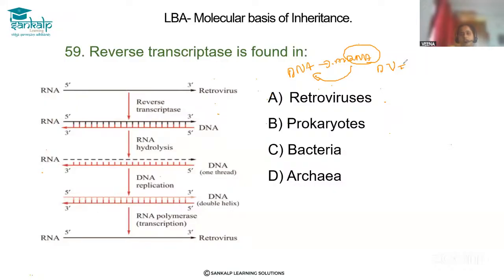This is possible only in the case of some viruses, which are called retroviruses. So retroviruses, which have RNA, have a capability called reverse transcriptase. So the reverse transcriptase enzyme is present, and it is involved in the process of reverse transcription. So here it synthesizes DNA from the RNA. So that is in the case of retroviruses. So the correct answer is that the reverse transcriptase mechanism is found in retroviruses.